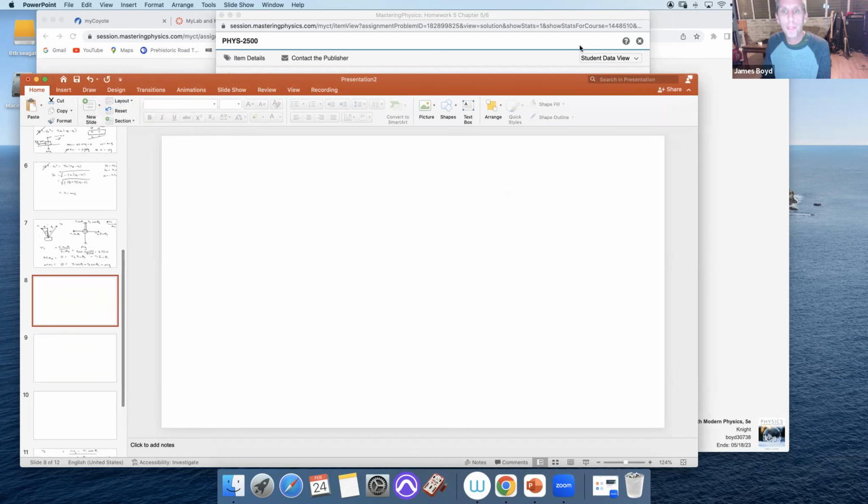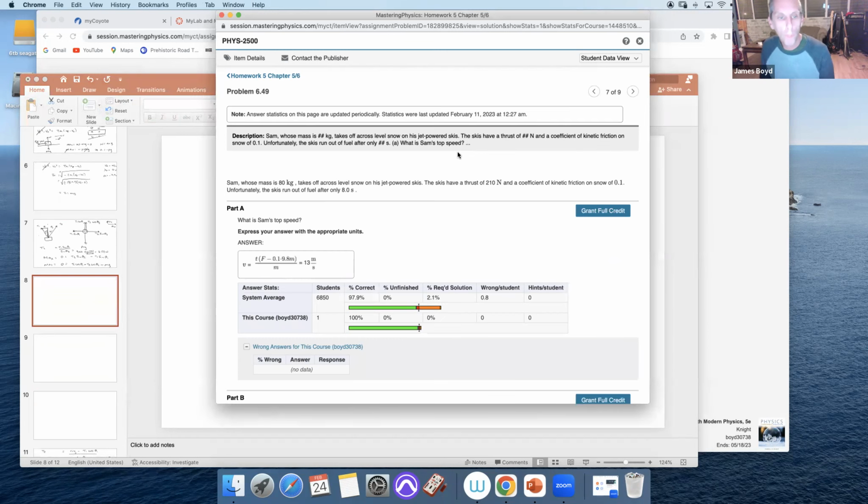All right. Now, Sam has a mass of 80 kilograms, takes off across level snow with jet-powered skis. Skis have a thrust, so the skis have a force of 210 newtons, and the coefficient of kinetic friction in the snow is 0.1. Now, that only lasts for 8 seconds, so we want to find the top speed.